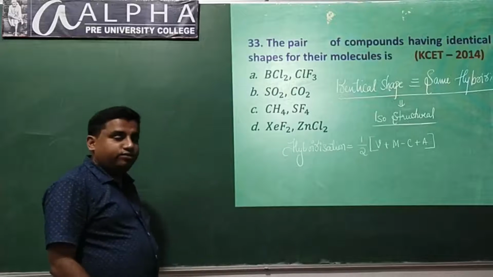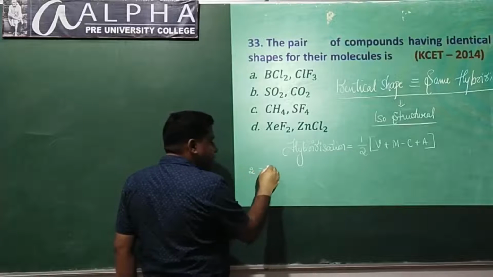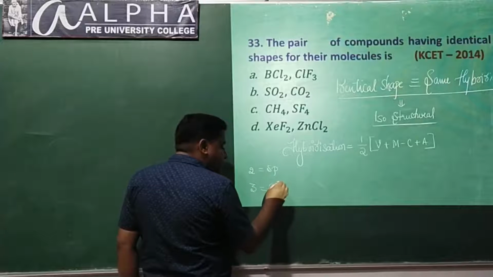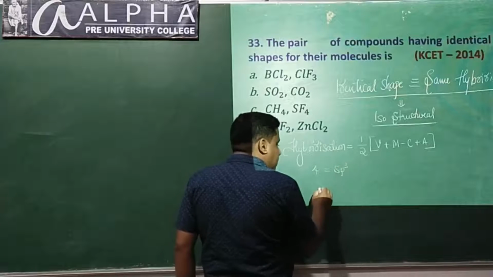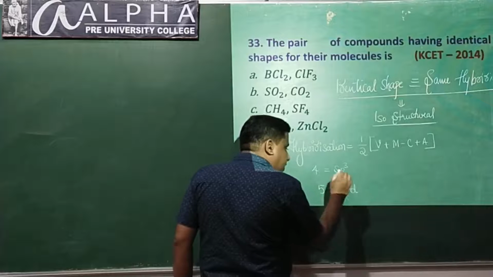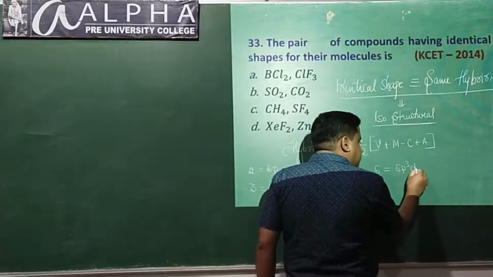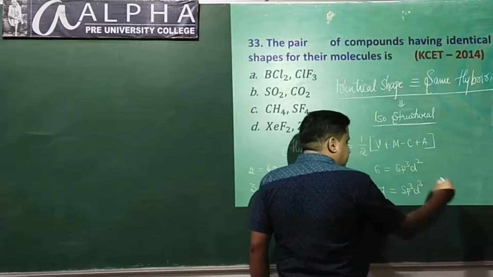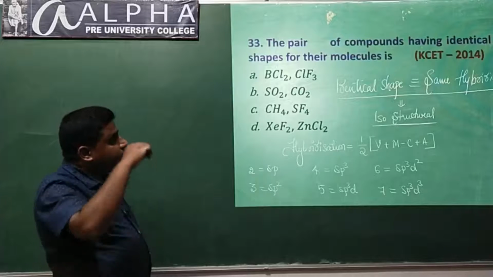If the value comes out to be 2, then we say it is sp hybridization. If the value is 3, it is sp2 hybridization. If the value is 4, it is sp3 hybridization. If the value is 5, it is sp3d hybridization. If it is 6, then sp3d2 hybridization, and if it is 7, we say it is sp3d3 hybridization.